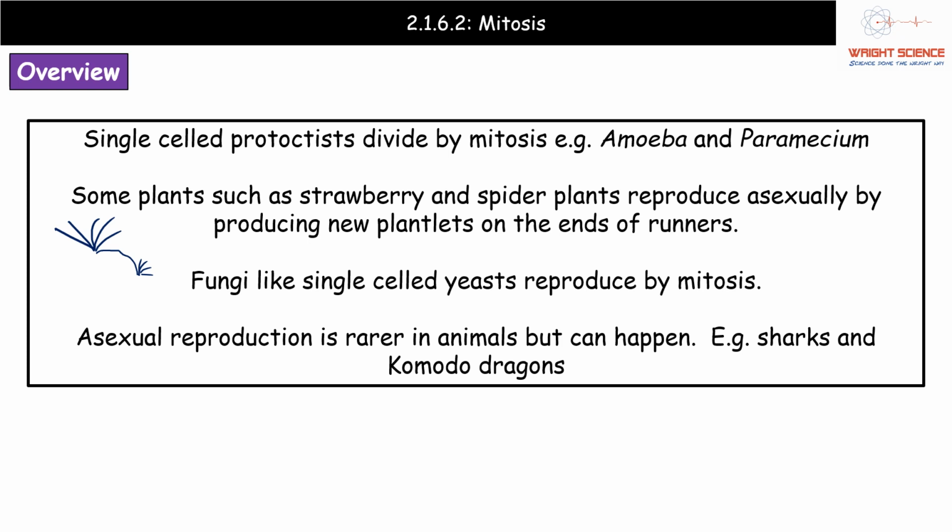We'll also see things like fungi utilising this in our reproduction of things like yeasts. And in animals, we do also see asexual reproduction. Not as often, but there are some examples. So good examples there, sharks and Komodo dragons. Both of those can utilise asexual reproduction, therefore creating genetically identical clones to that parent animal.